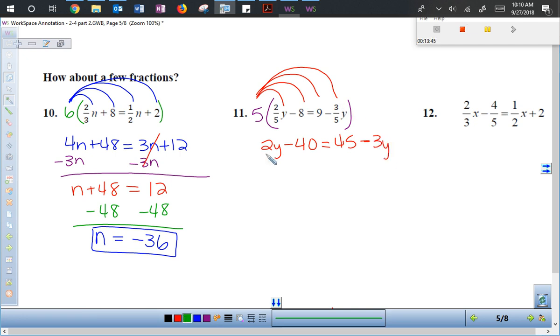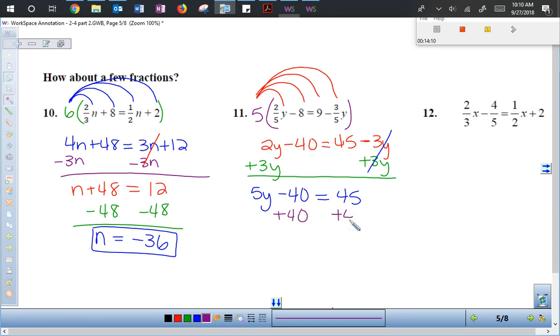Now I have 2 options here. I can subtract 2y from each side, or I can add 3y to each side. I'm a little better at addition, so I'd like to add 3y to each side. 2y plus 3y is 5y. Bring down my minus 40 equals 45, and these cancel out. Next, I need to add 40 to each side to get y by itself, and I'm left with 5y equals 85.